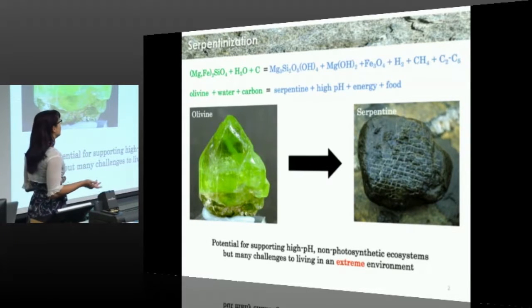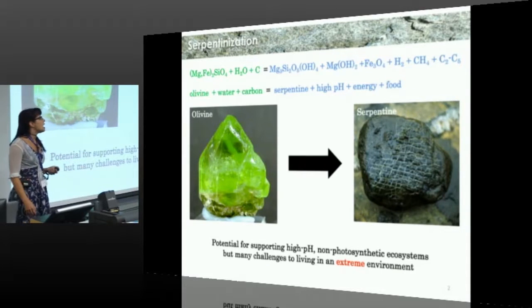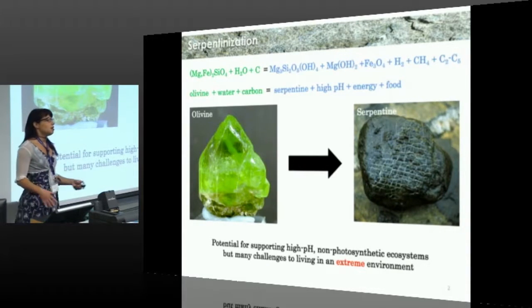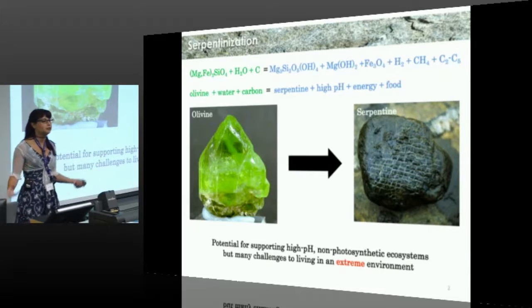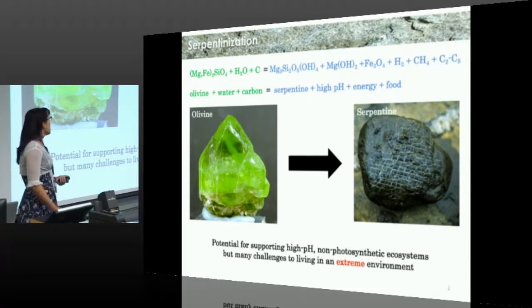There's a very low amount of dissolved inorganic carbon available because it all precipitates as calcite, and it's very high pH. But there's all these organics and there's all this energy available for microbes to harness. So it's a very extreme environment, but with a lot of opportunities for microbes.